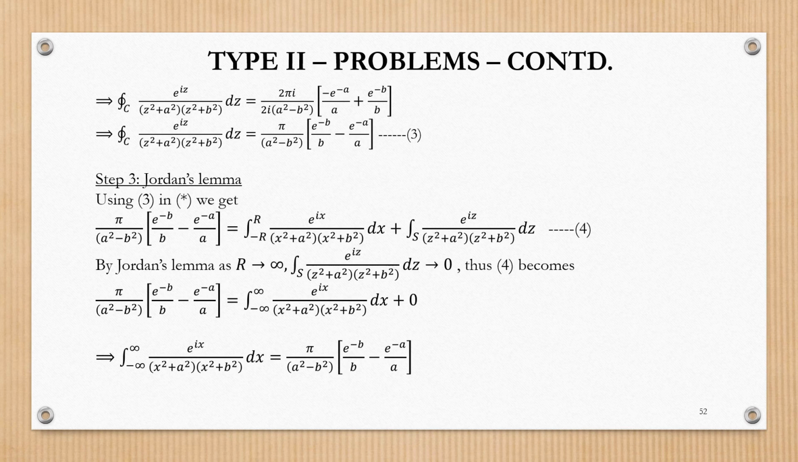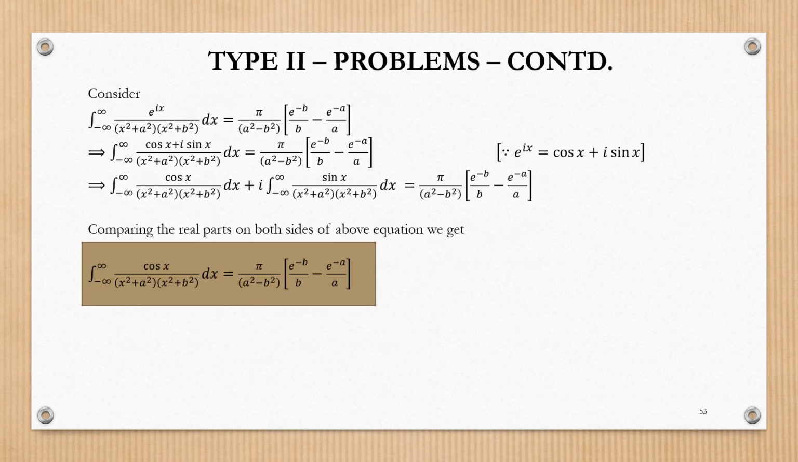See that what we are asked in the problem does not have e power ix but cos x. Now in the next slide, I have replaced e power ix with cos x plus i sin x by using Euler's formula. The integral on the left hand side is split into two parts. It has a real part and an imaginary part. We compare the real parts in this particular problem because the original question had a cos in it. If it was a sine, we would have compared the imaginary part. So comparing the real parts, we get the required result.